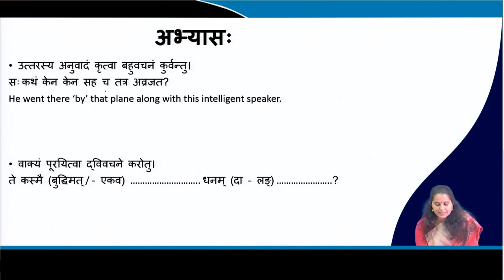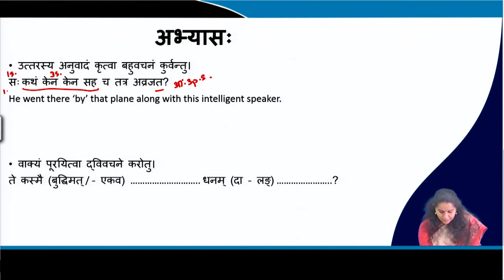Saha katham kena kena sahacha tatra avrajata. Saha is the prathama vibhakti singular, ke katham third. So all of this, the moment you see saha, you know it is a tritiya. So tritiya vibhakti singular, tatra avrajata. Okay, so this is atmanepadi. Atmanepadi, third person singular. Just to elaborate on that once more. So he went there by that plane along with this intelligent speaker. He went. This is the singular, this is the ekavachanam, prathama vibhakti ekavachanam.